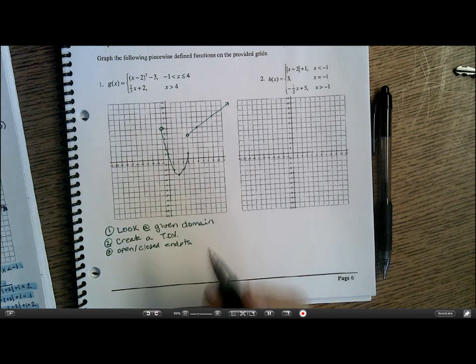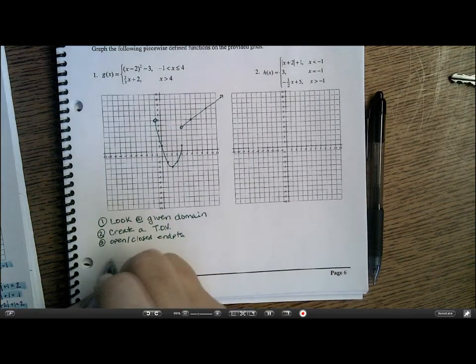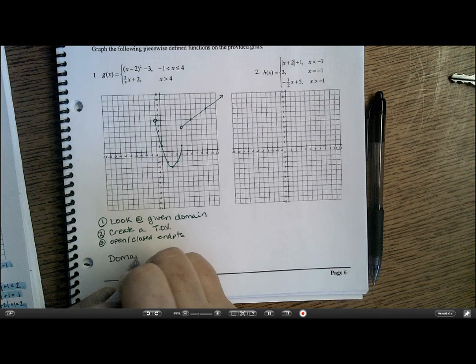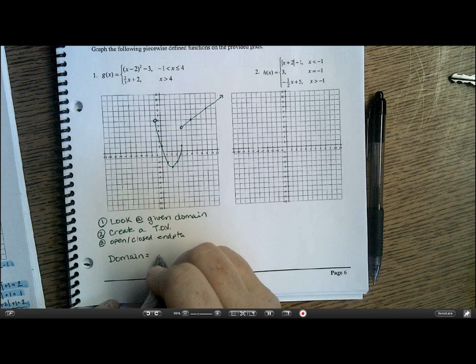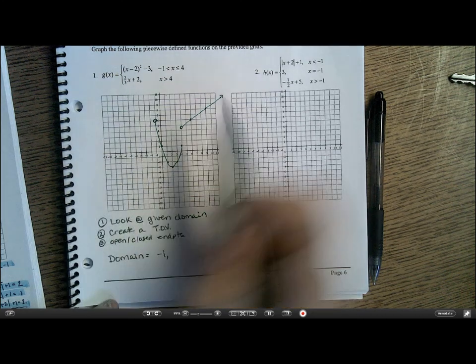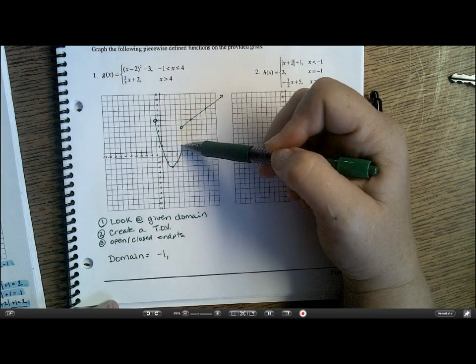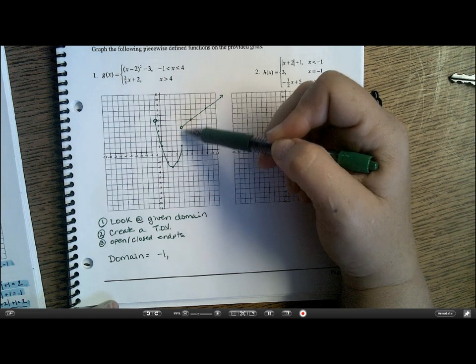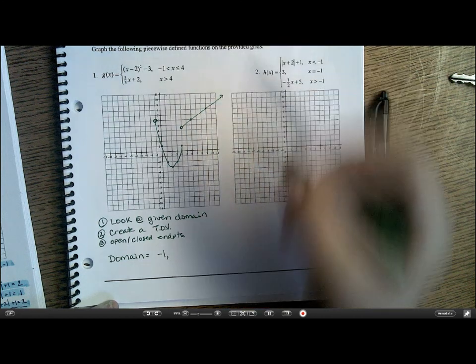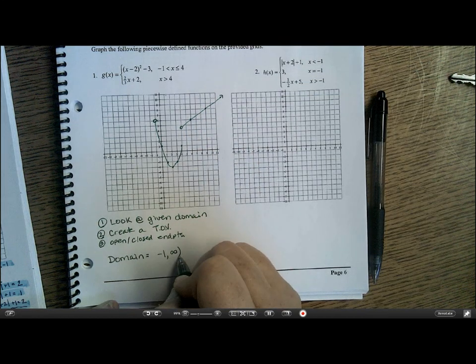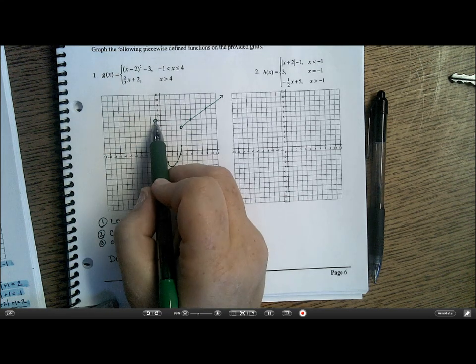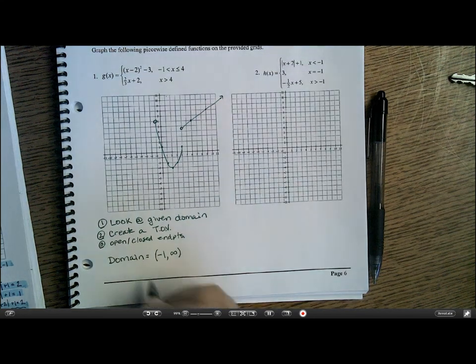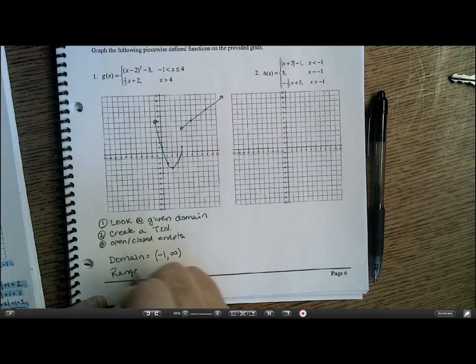Okay. Then I would like us to practice our domains. Let's take a look at the domain on this one. The domain starts at -1 and it goes until we have got an issue at 4. The x value does exist at 4, so we don't stop. We pick back up on the other side of 4 and go to infinity. Infinity will always have parentheses. The question is, is -1 open or closed? If it's open, it's a parenthesis. So there's our domain.